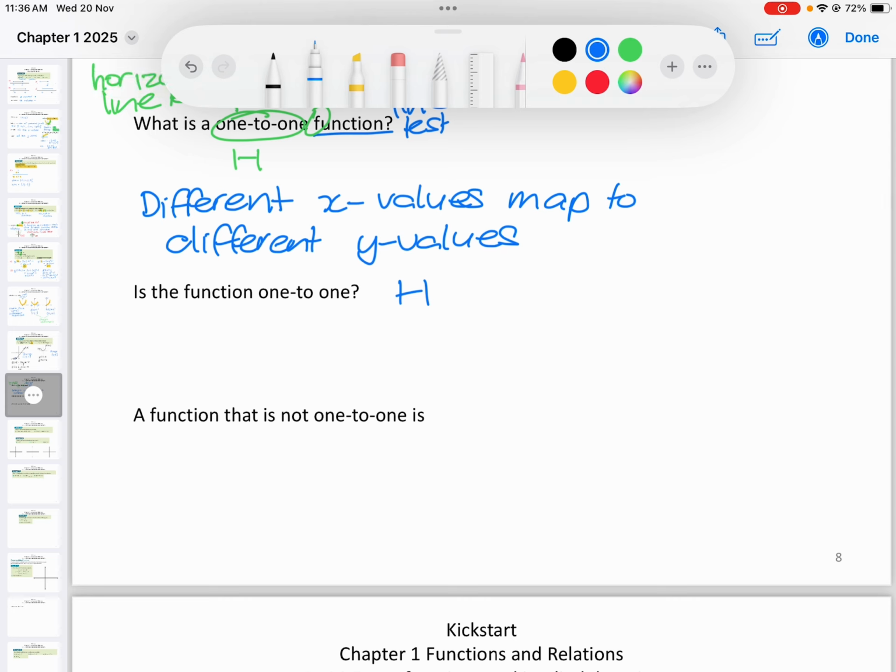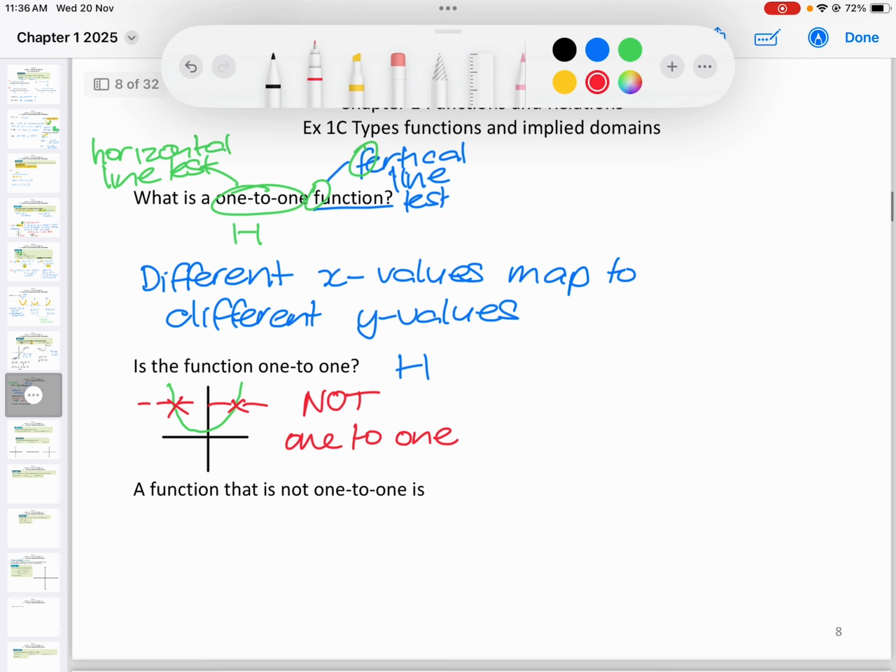So if we have something like a parabola, it looks like this. If we do a horizontal line test across here, we know it's a function because of the vertical line test. Is it one-to-one? No, not one-to-one, because it passes through twice. Because for the X value, say at -2, they both go to 4. So not one-to-one.